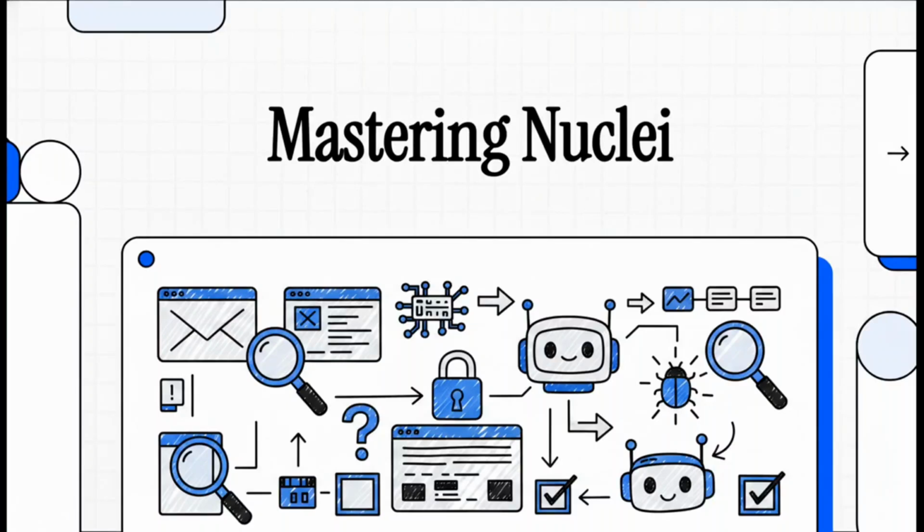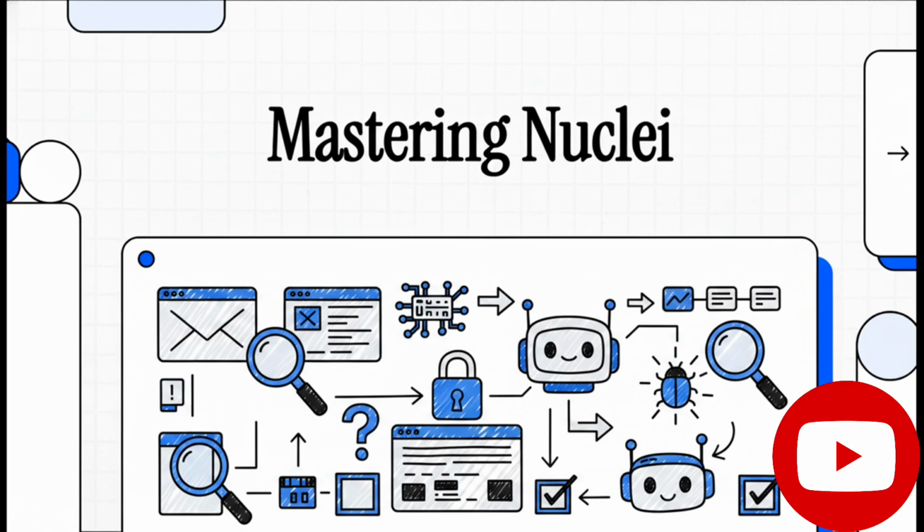Today, we're demystifying one of the absolute coolest, most powerful tools in modern cybersecurity. It's called Nuclei. If you've ever been curious about how security researchers find bugs automatically, or how you can start doing it yourself without needing a computer science degree, you're in the exact right place. Okay, let's dive into this.